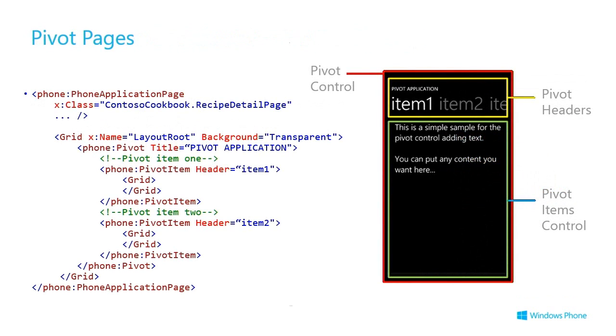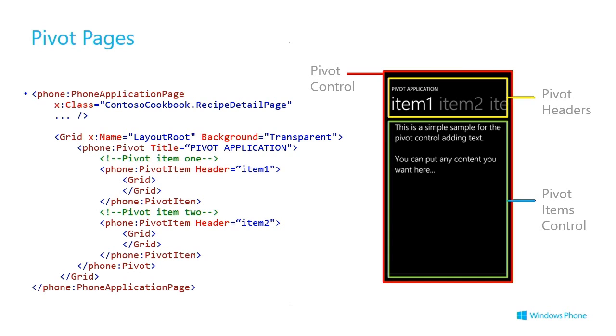And a pivot is structured like this. Obviously, it's all XAML. There's no hidden graphical stuff going on. There's nothing hidden away in some file that you can't edit. Everything you're seeing on the screen is represented by XAML, by this XML. The basic structure is that the phone application page is the outer tag on a XAML page. Inside that, you're always going to have a grid, which is named layout root. And then inside that, you have the content of the page.